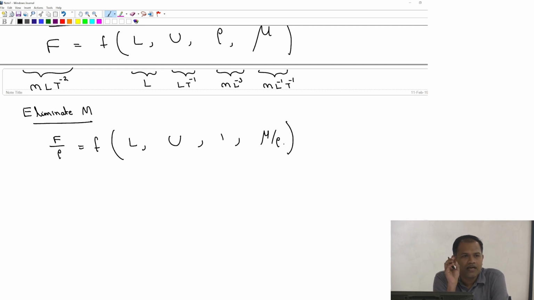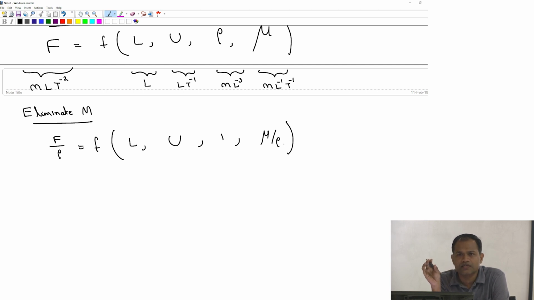So, what have I done? I have actually divided each of the variables which contain mass with density, so that mass goes away from the description. In fact, if you look at it, the number of variables are still the same. It contains f, rho, L, U and mu. I have not removed density from the problem. Density is still there, but I have written it in such a way that instead of talking about force, I will talk about force per density. Instead of talking about viscosity, I will talk about viscosity per density. The problem still contains 5 variables, but it's now written in such a way that the combinations don't have mass in it.